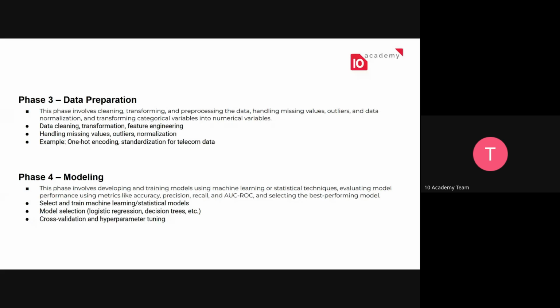We can handle missing values and outliers. Outliers mean that, let's say we have collected the ages of people in a specific environment.